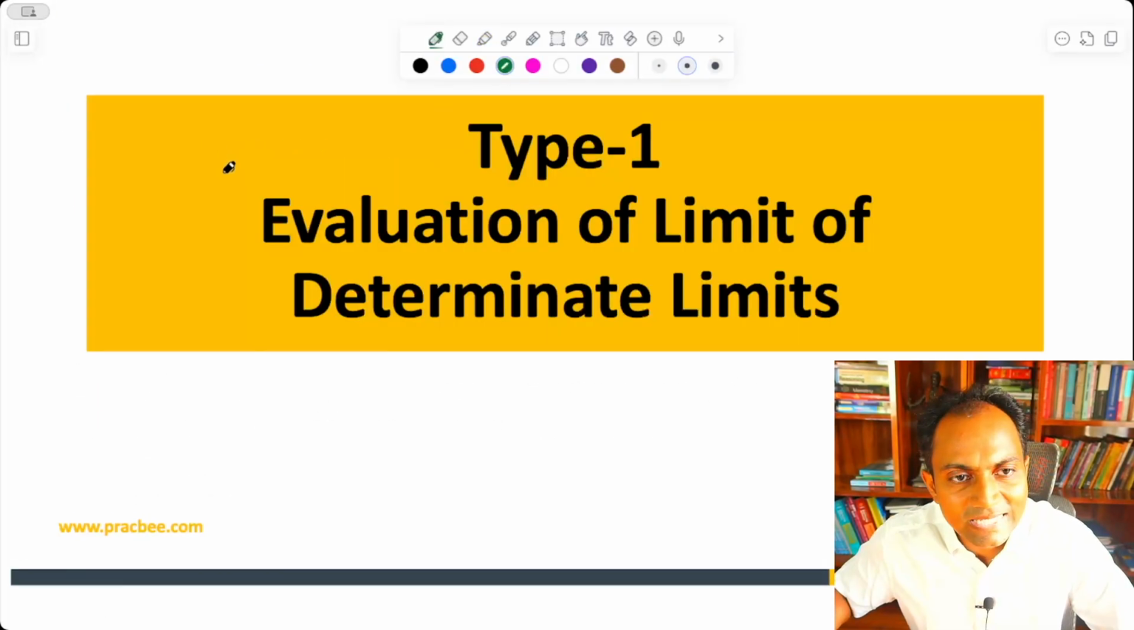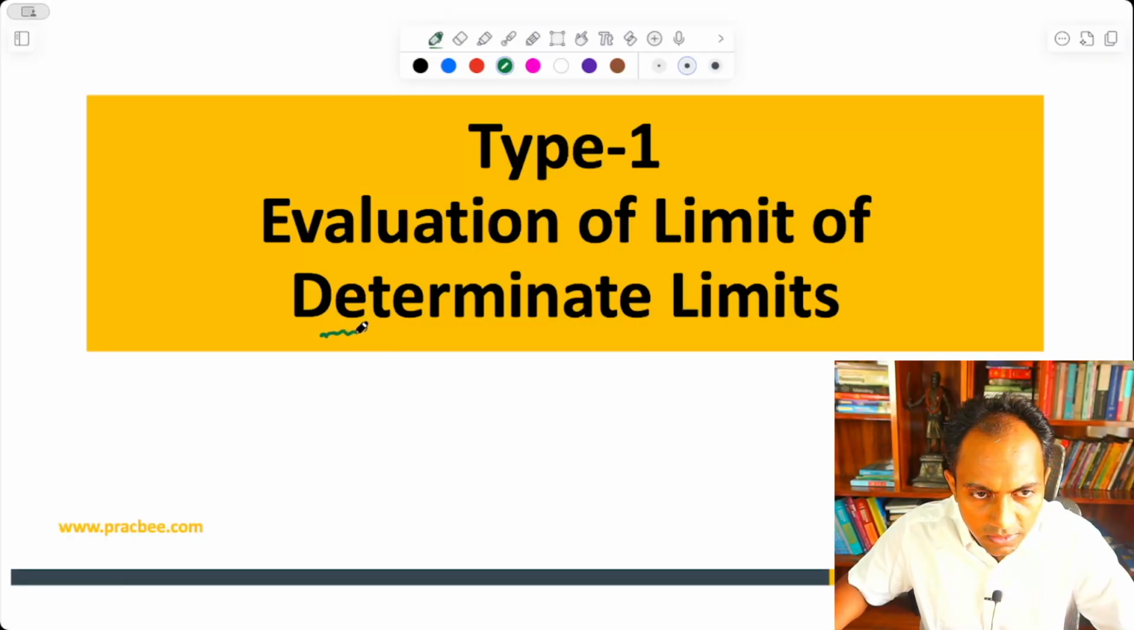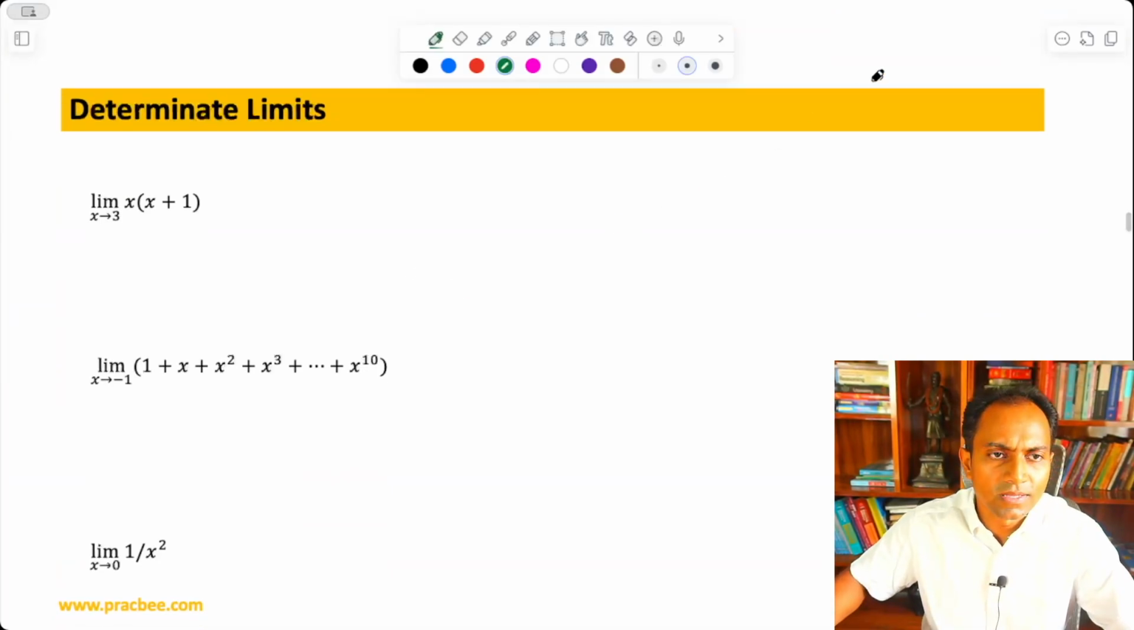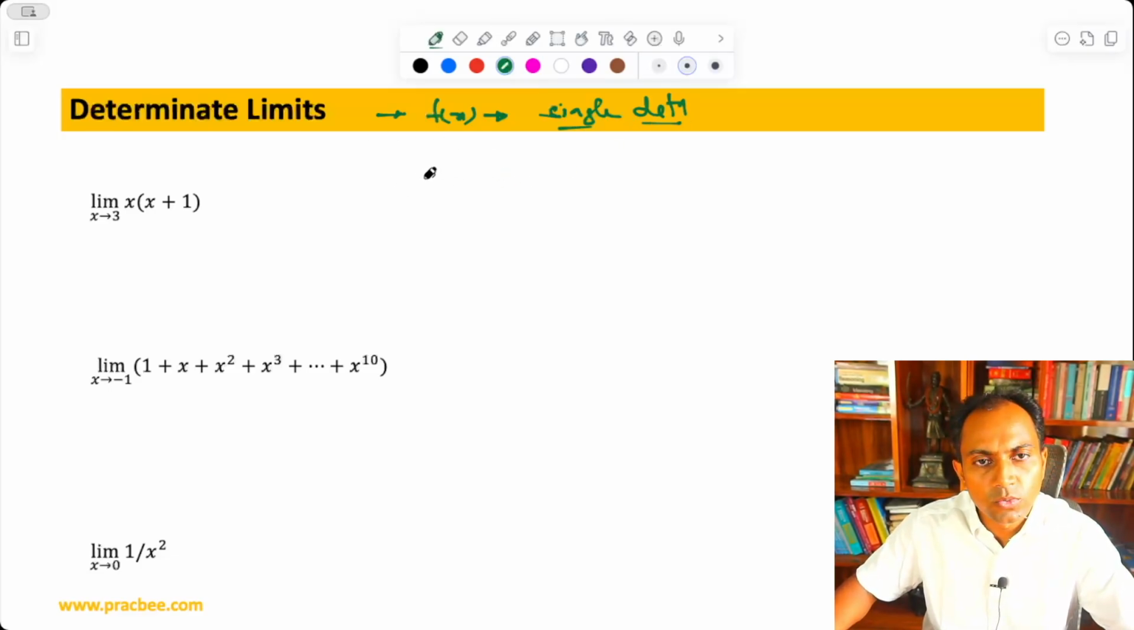Now let us move towards type 1 problems that are based on evaluation of limits. Now we can see that here I have used the word determinate. What do we mean by this? We'll see ultimately after some time. Do not need to worry at this point of time. Now if we have limits given like this, there is a method: if the functions that are used are not piecewise defined functions, but have a single definition, what you can do is direct substitution in order to get the answer. So the technique here is direct substitution.